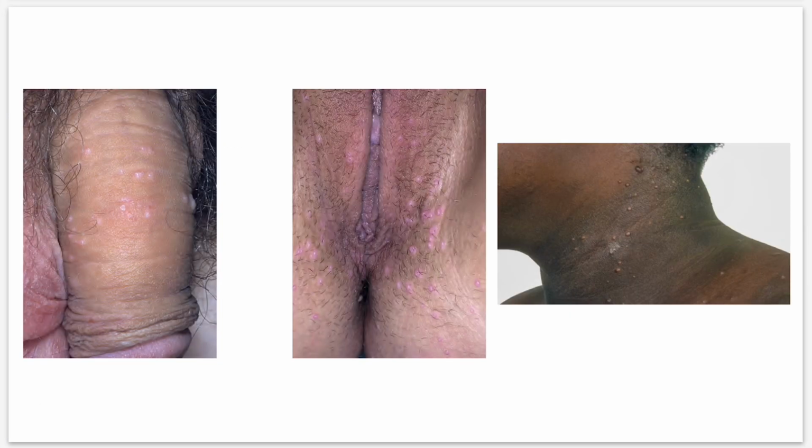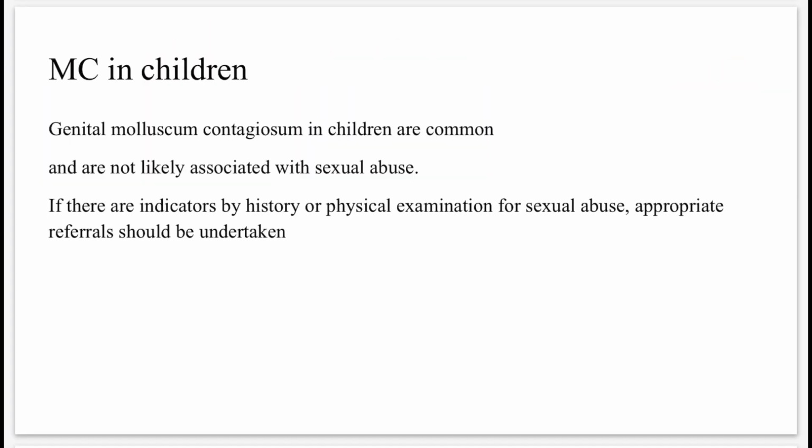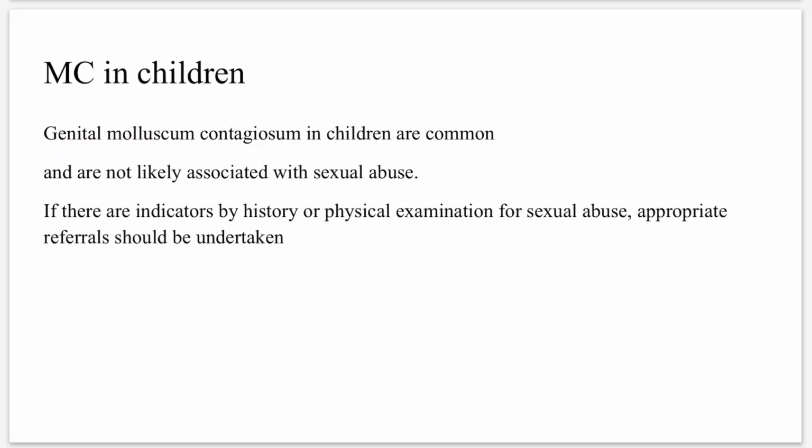So this is how they look. They are mainly in the pubic and genital areas, but they can occur anywhere in the body. Molluscum contagiosum can occur in children as well. Genital molluscum contagiosum is very common in children, but it's not associated with sexual abuse. But if there is a history or physical examination findings of sexual abuse, in that case the other appropriate referrals should be undertaken.